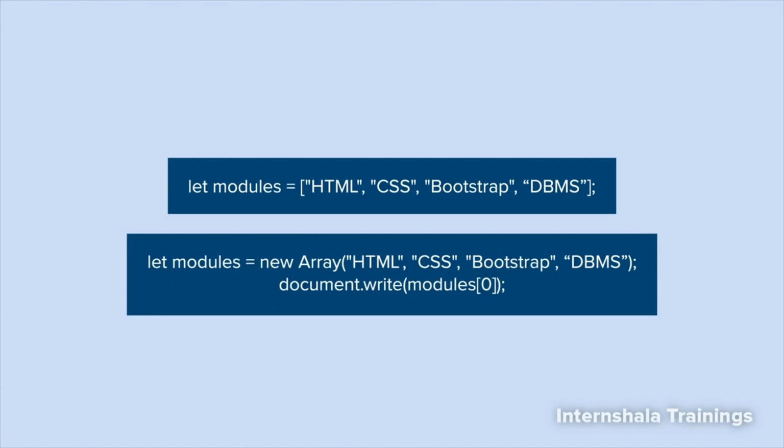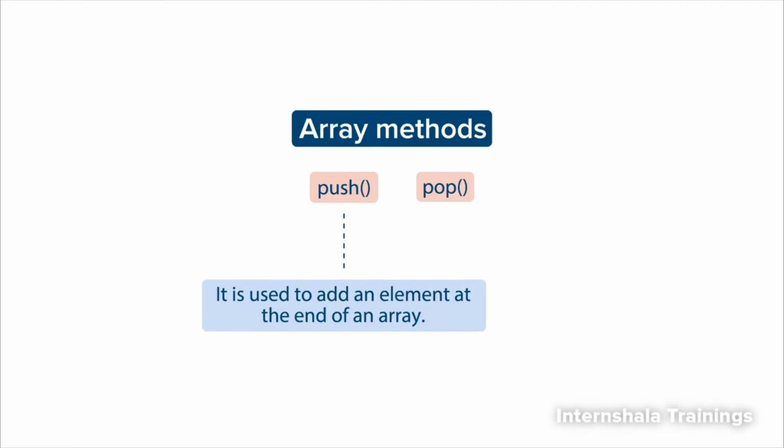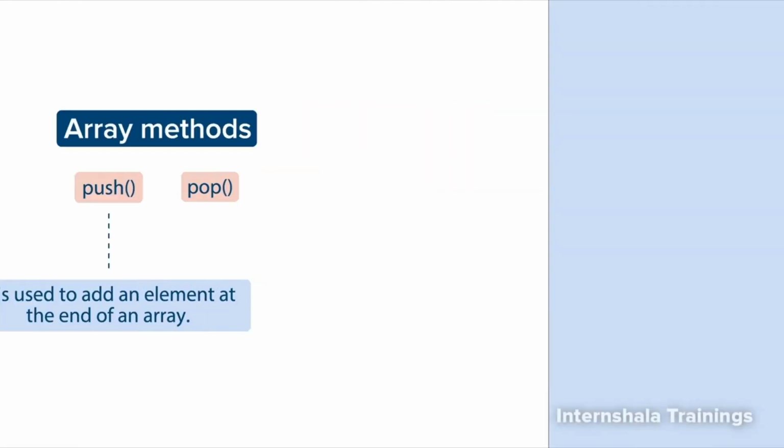Next, every array in JavaScript has two methods, and they are push method and pop method. There are more methods, but these two methods are always present in every object of the type array. Let us understand the role of both these methods one by one. So, the push method allows us to add a new array element at the end of the array.